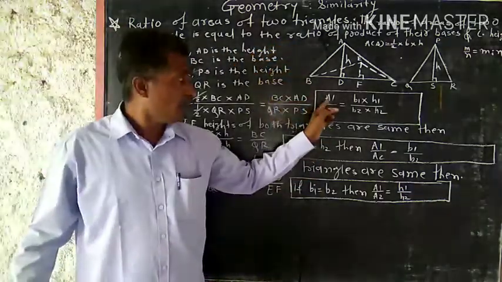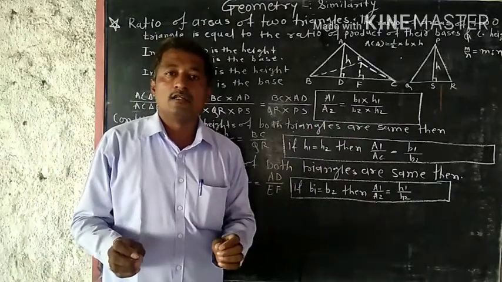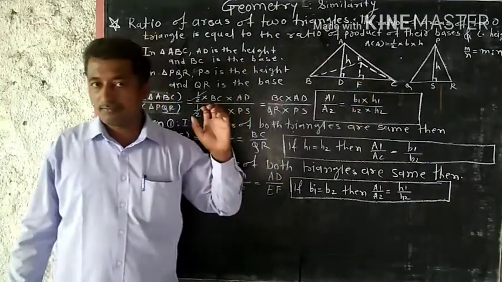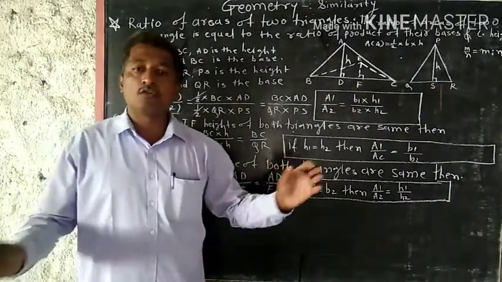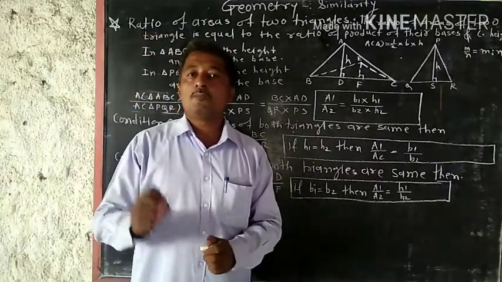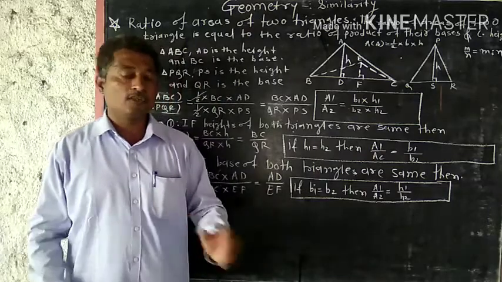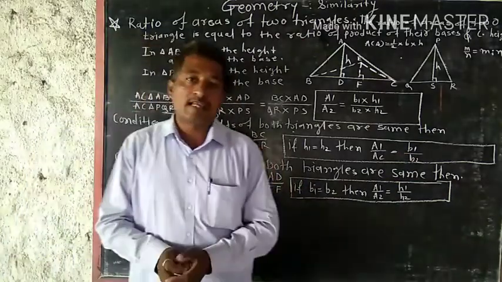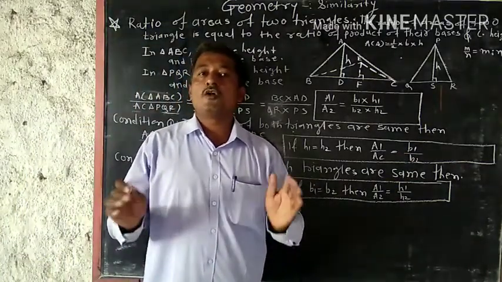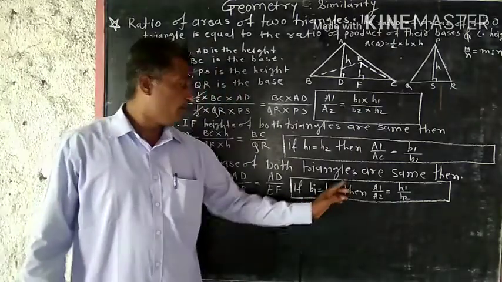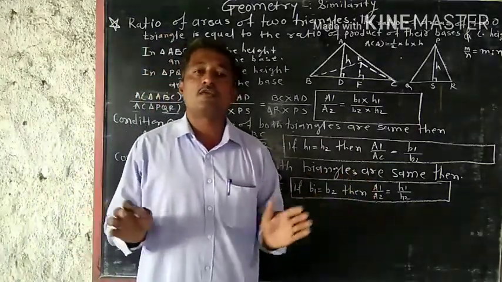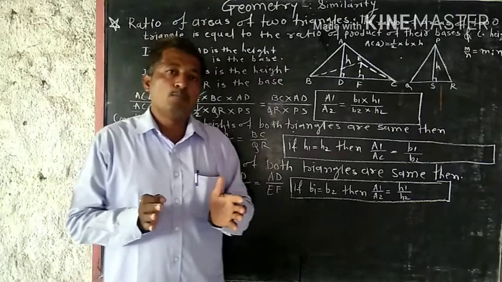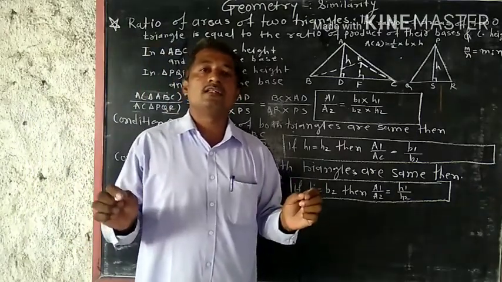Means first property, the ratio of areas of two triangles is equal to the ratio of the product of their bases and corresponding heights. Second property, if the heights of both triangles are the same, the ratio of areas of two triangles with equal height is equal to the ratio of their corresponding bases. If the bases of both triangles are the same, then the ratio of areas of two triangles with equal base is equal to the ratio of their corresponding heights. If base and height both are the same, then areas of two triangles are the same.